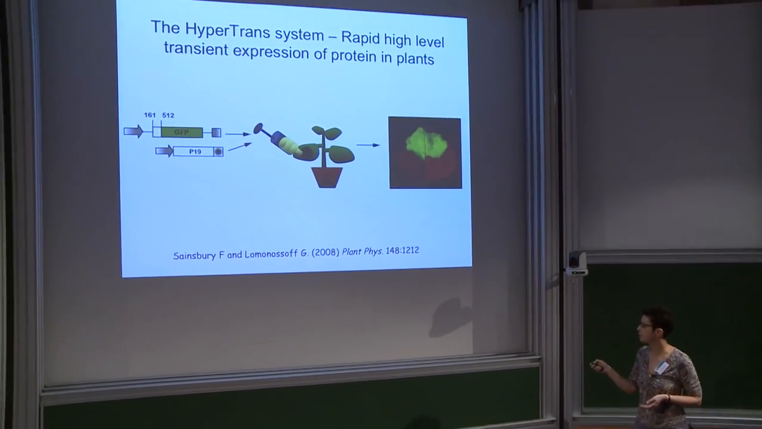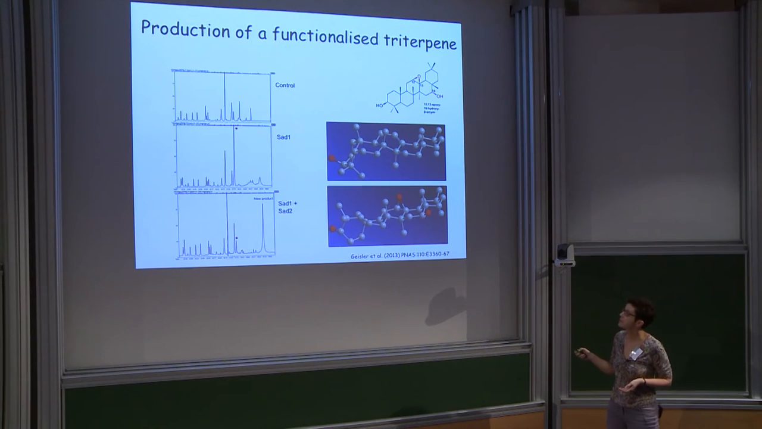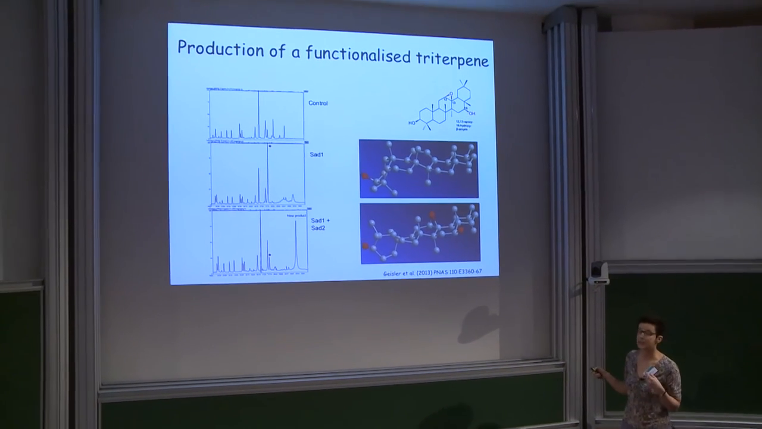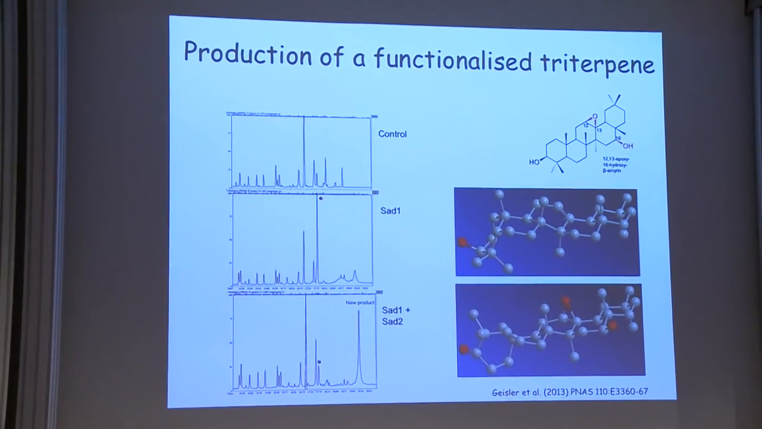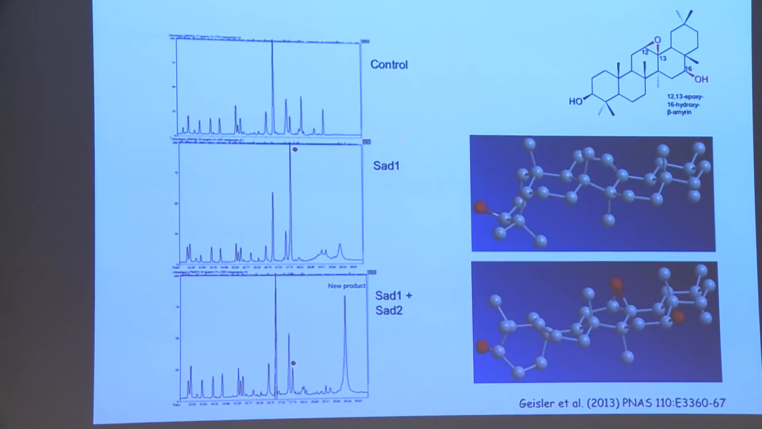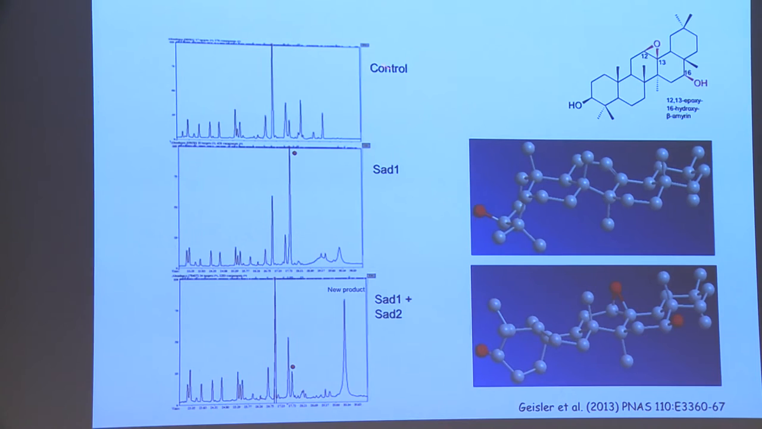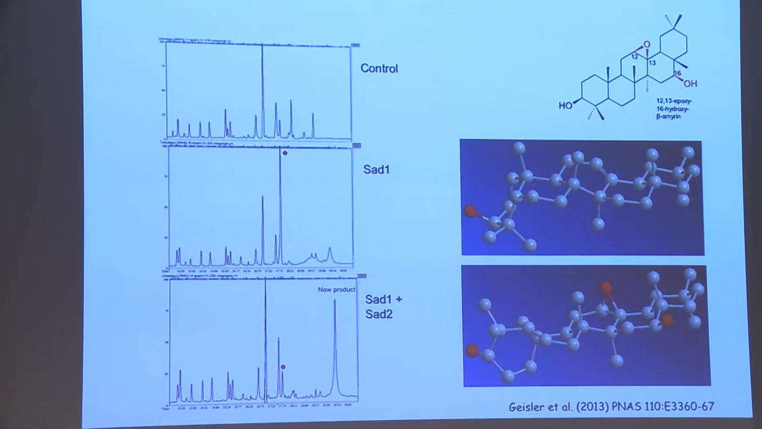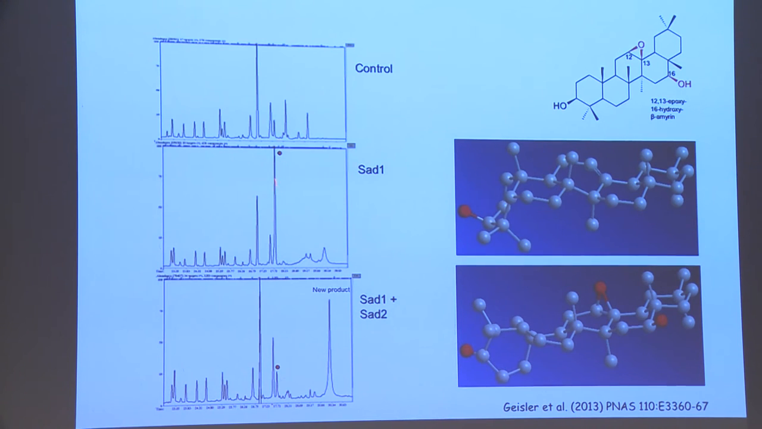And so we wondered whether this would also work for the molecules that we're interested in. So we made constructs, and we did this expression in this Nicotiana benthamiana plant, which is particularly amenable to transient expression. And here we've got GC traces, and this is an extract from an empty vector control leaf. This is an extract from a leaf expressing our beta-amyrin synthase, and this is a peak of beta-amyrin. So this is the basic scaffold here.